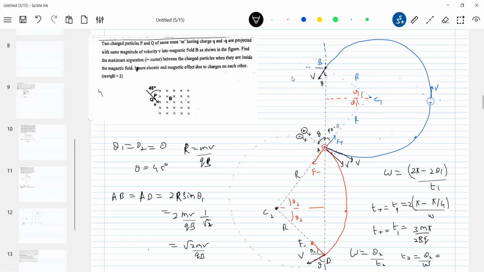And this should be equal to pi by 2. So this will become m pi by 2 bq. So which will spend more time? The positive charge particle. The negative charge particle will spend less time. So all the quantities, let me finish off here only. So T negative will be this much.